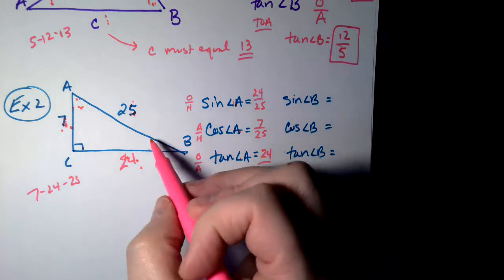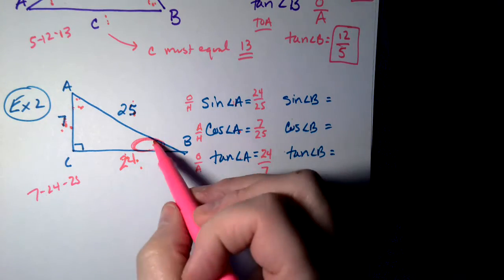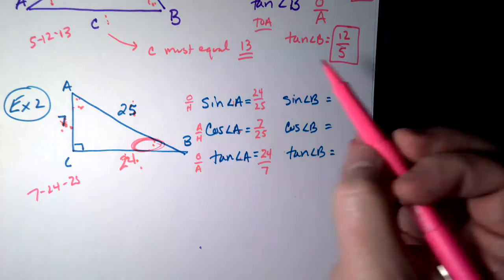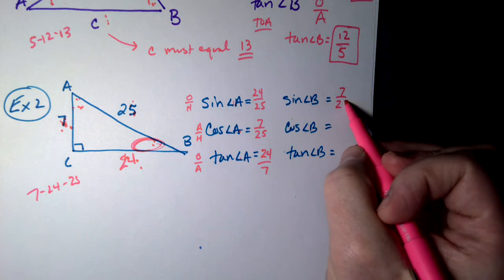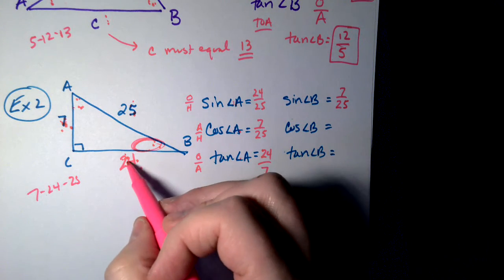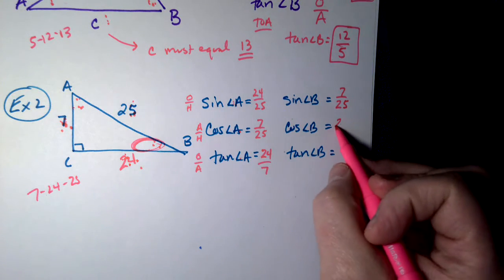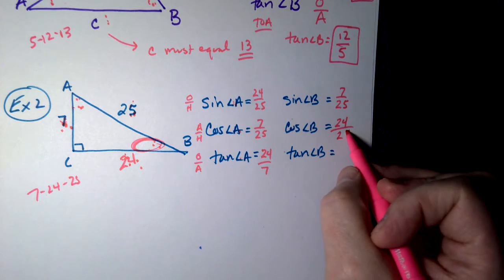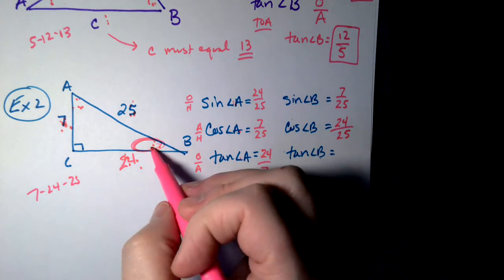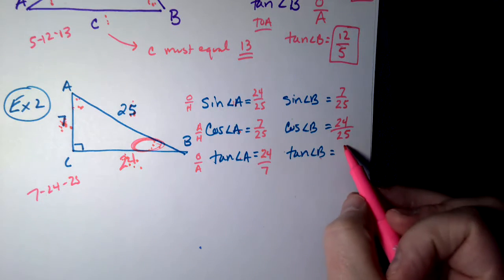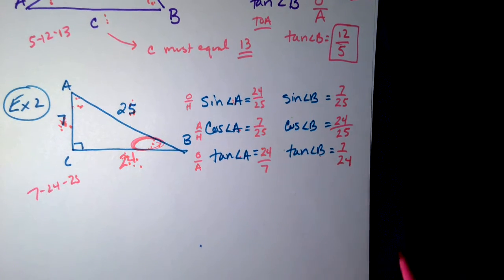Sine of angle B now. Now we're talking about this angle over here. The sine, opposite, is 7 over 25. Cosine, 24 over 25. And the tangent is the opposite over the adjacent, 7 over 24.